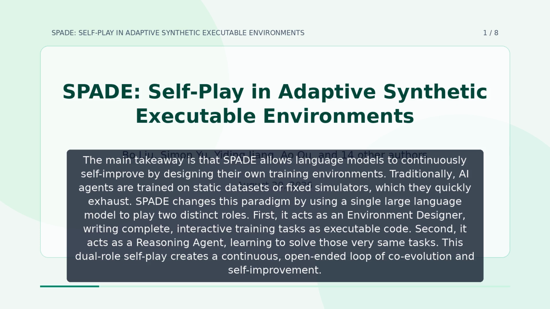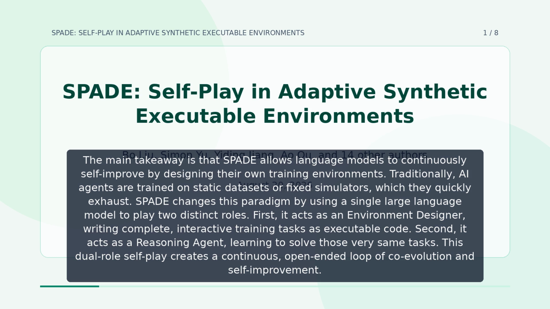The main takeaway is that SPADE allows language models to continuously self-improve by designing their own training environments. Traditionally, AI agents are trained on static datasets or fixed simulators, which they quickly exhaust. SPADE changes this paradigm by using a single large language model to play two distinct roles.